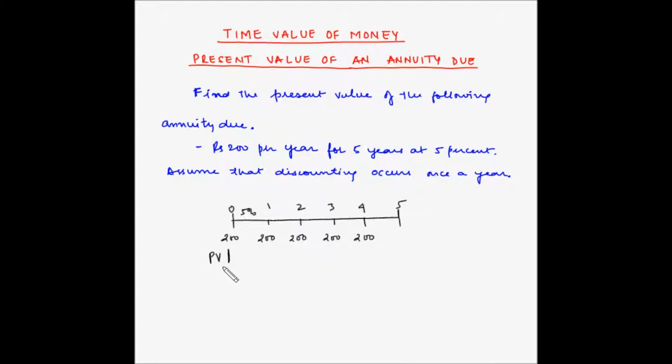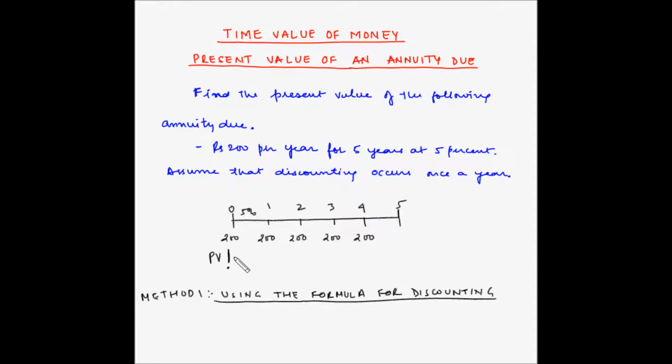So let's look at the different methods to solve this example. The first method we look at is to use the formula for compounding or discounting. In this case, it will be discounting because we are trying to find the present value. Now this present value of the entire annuity can be broken down into multiple parts. Let's break down this present value into multiple components such that each component gives us 200 rupees at the beginning of each year.